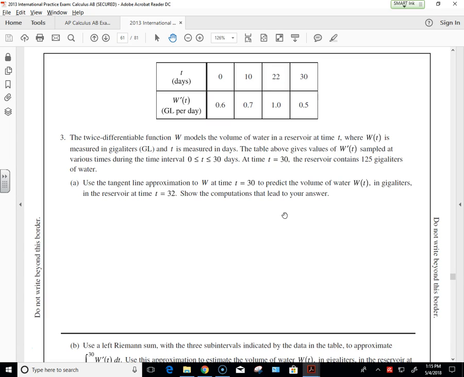Okay, 0 to 30, and we know at 30. Hey guys, this is an initial condition, right? Cool. So I can say, if this is W prime, I can say W of 30 is equal to 125 gigaliters. Okay. Riley, the first thing you see on A, hopefully, is tangent line, right?